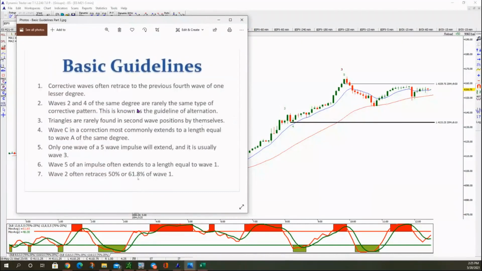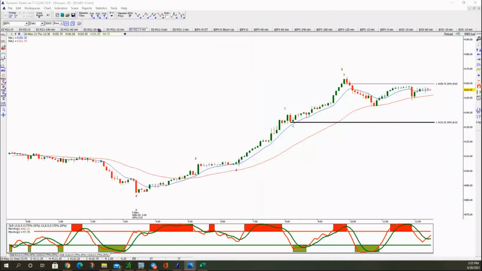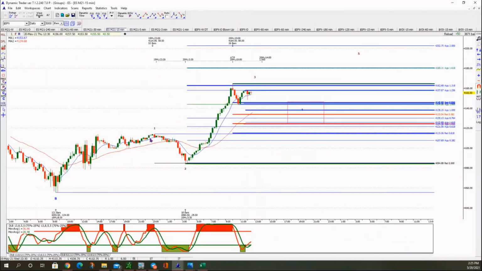Waves 2 and 4 of the same degree are rarely the same type of corrective pattern. And we talked about this. This is known as the guideline of alternation. So if, and this is not a good example today, this were A, B, C, this is going to be a complex correction. And if this were a complex correction, this is most likely going to be an ABC, a zigzag or something like that. So whatever this is going to be, it will be the opposite.